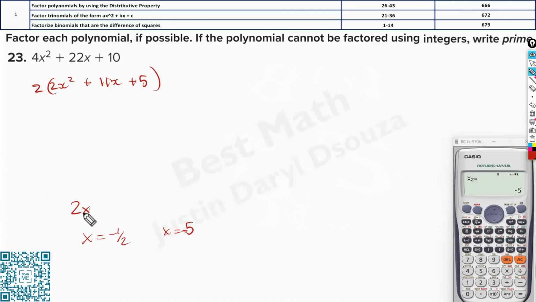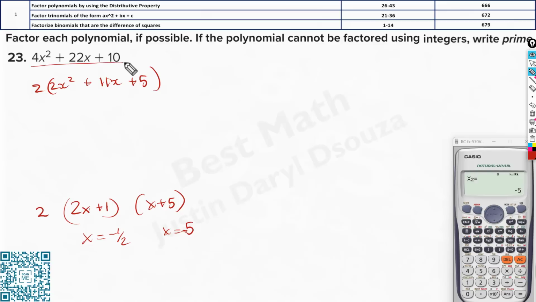2 goes to the other side, it will be 2x. Then 1 to the other side will be plus 1. This is one factor, and x plus 5 is another factor. Now let's multiply. There's one thing to understand: this 2 which is removed out will also be over here. This is also a factor.